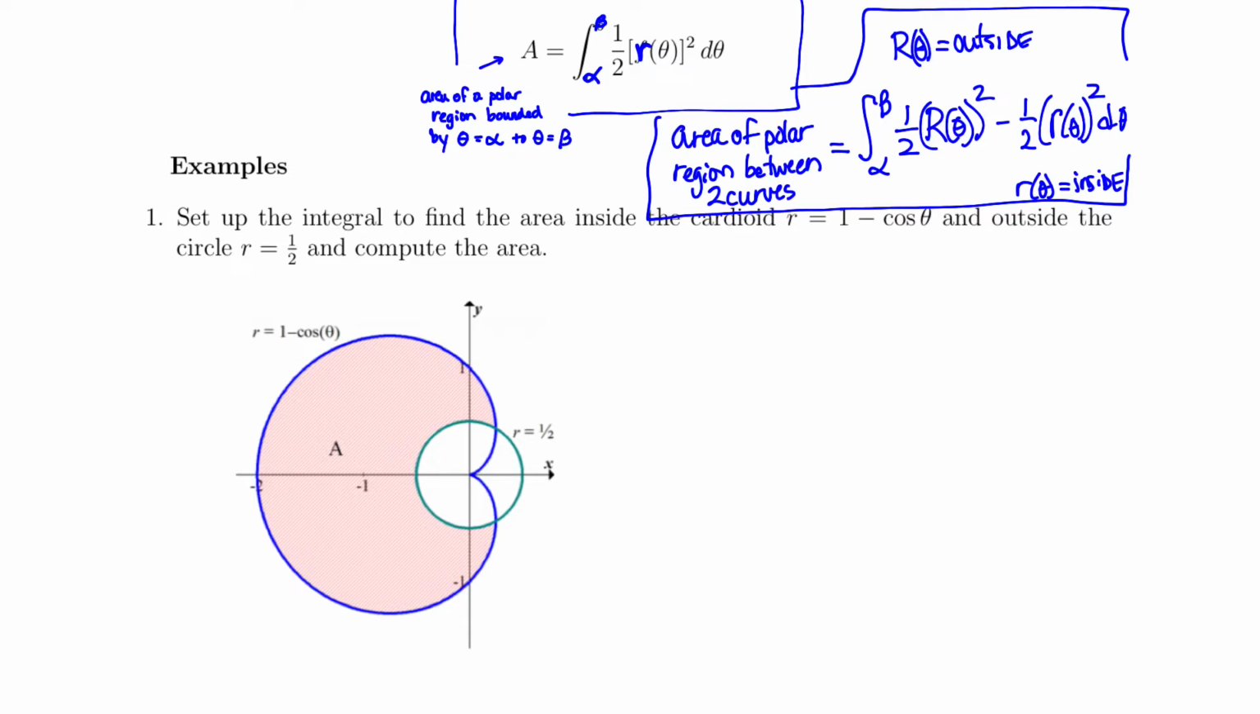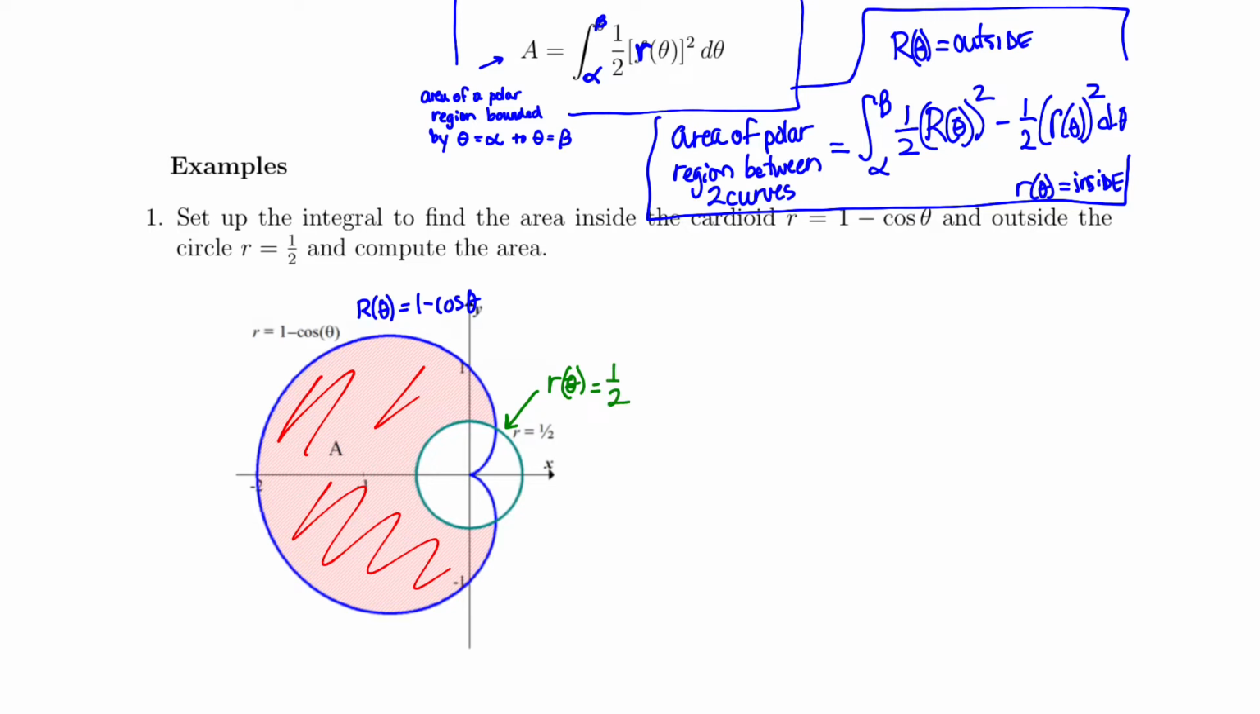Can you guys see and visualize this red area that we're trying to get? And what is my outside curve, my big curve, the one that's farthest from the pole, Avery? Yeah, my outside curve is 1 minus cosine theta. And Joey, you must see the inside then, right? Yeah. My inside curve is pretty cool. It's just the radius r equals 1/2. So that's my inside theta.